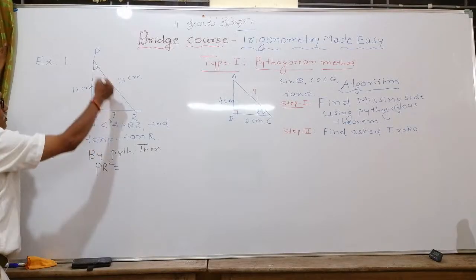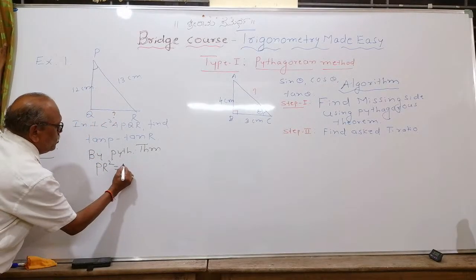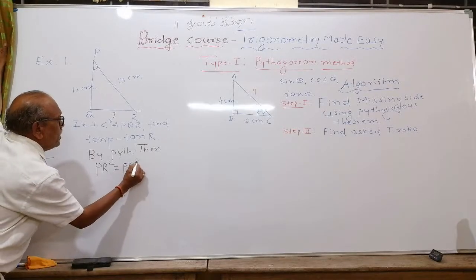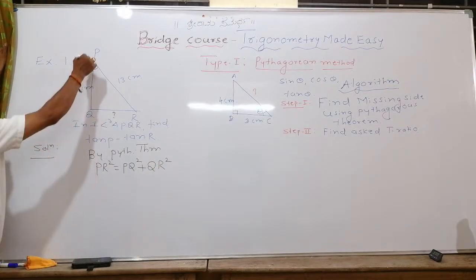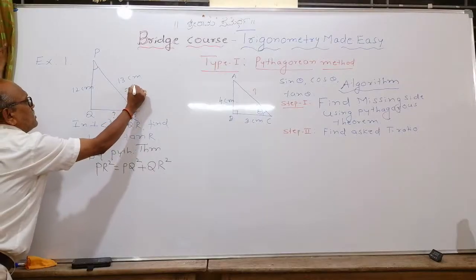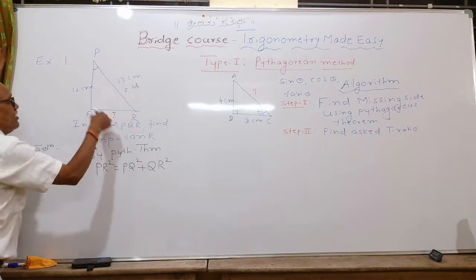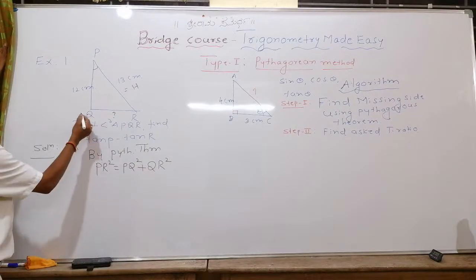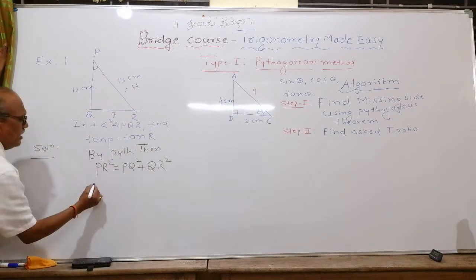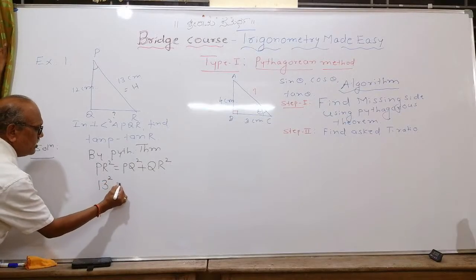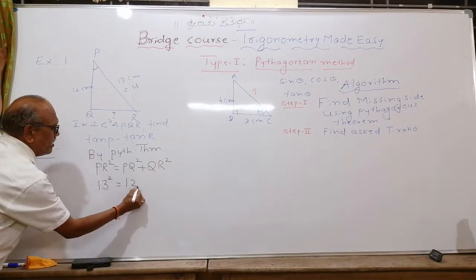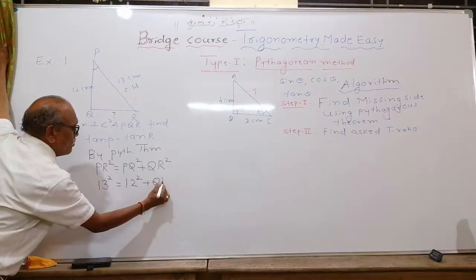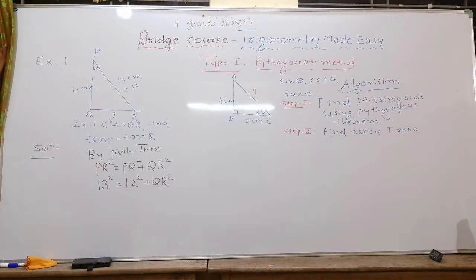You first of all find out PR square is equal to PQ square plus QR square, isn't it? What does the theorem tell you? Square on the hypotenuse is equal to the sum of squares of the other two sides. This one is the hypotenuse, right? These two will change now. PR square is equal to, substitute the value. What is PR? 13 square is equal to PQ square, which is 12 square, plus QR square. You have to find out QR. How can you find out QR?